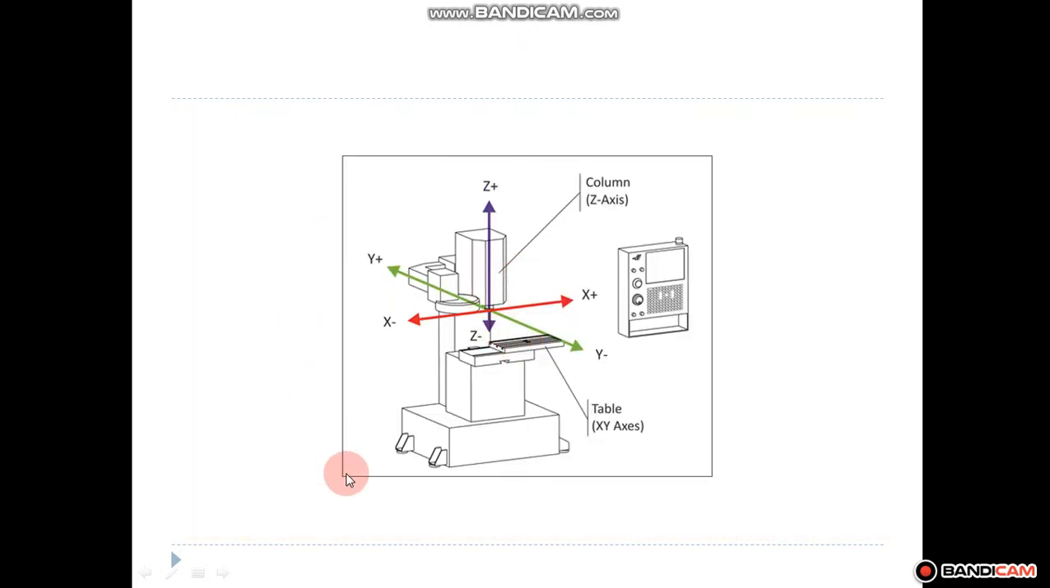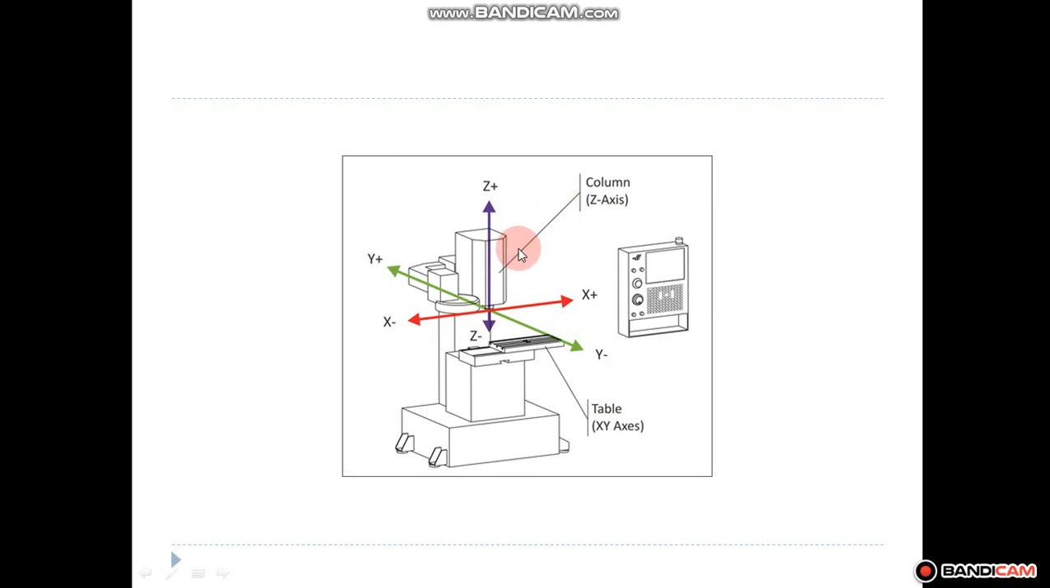Now you can see this is a CNC milling machine. X movement is the movement of the table. When the table is moving right from the spindle, it is positive X. When the table is moving left from the spindle, it is negative X. When the saddle is moving towards the column, it is positive Y. When the saddle is moving away from the column, it is negative Y.